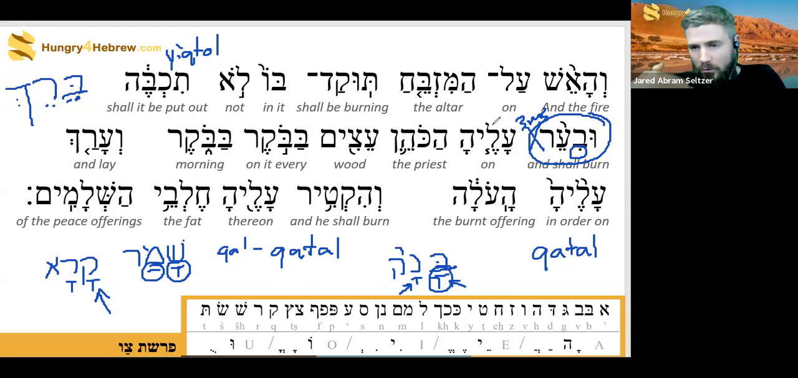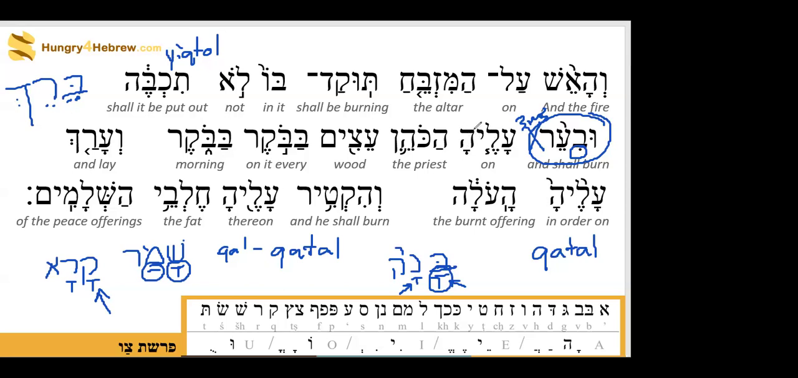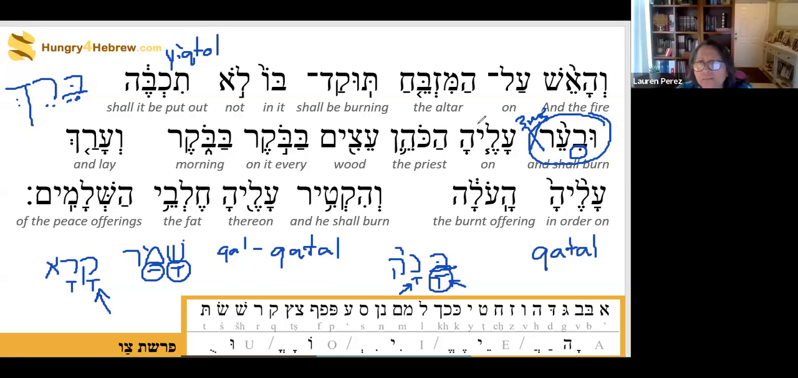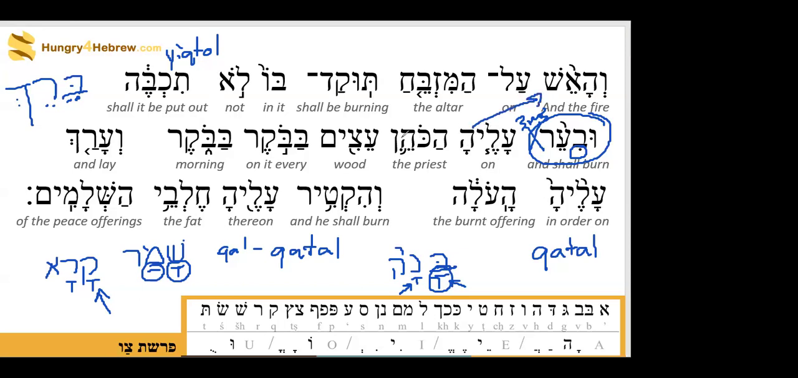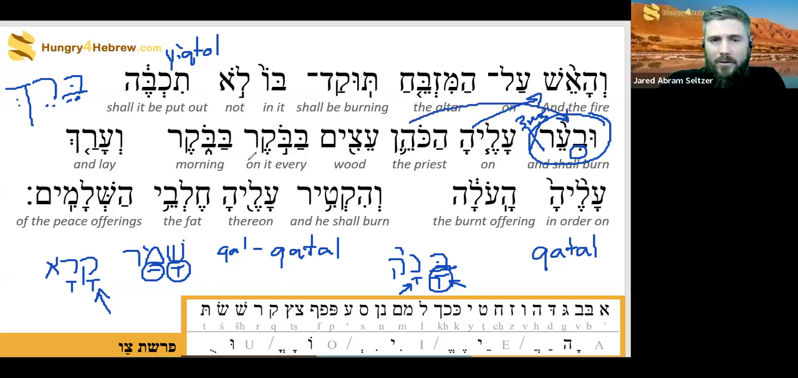Uvier, and he shall kindle or burn or cause to burn, something like that. Aleha, upon her. Upon her, who is the her? The fire. Yeah, work backwards and find the feminine singular, and it's right there. Ha'esh. Ha'kohen, he's the subject.